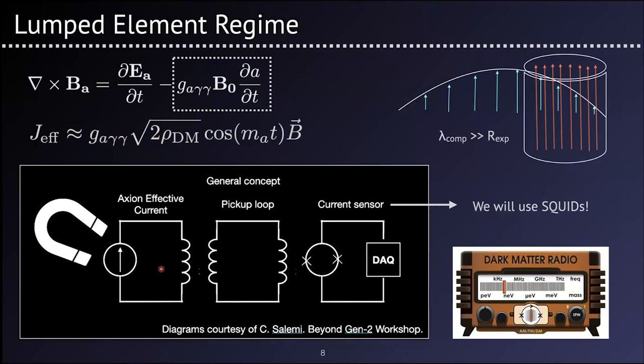And so we search for this effective current, which is sourced in an applied magnetic field. We use some sort of pickup loop to detect that current, which is subsequently read out via a current sensor and some sort of data acquisition system. In our system, we'll be using SQUIDs.